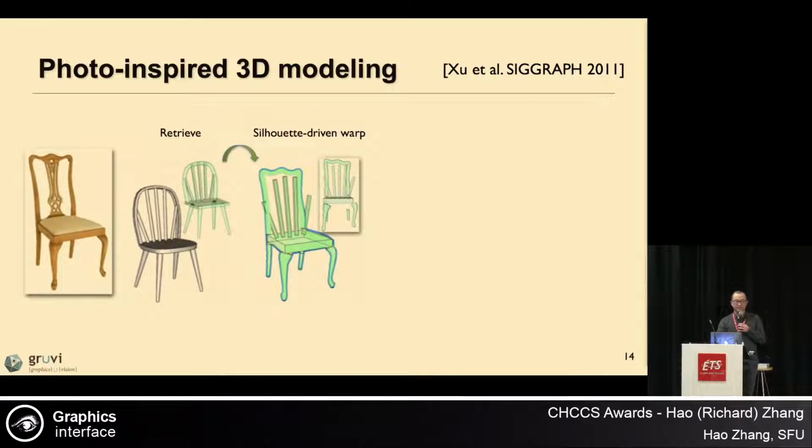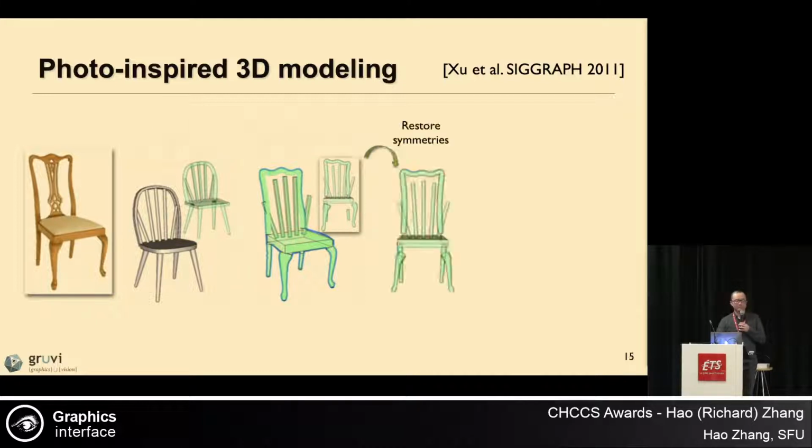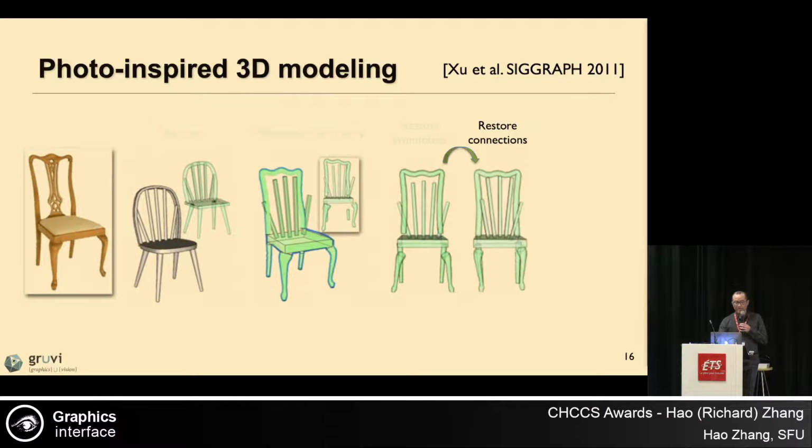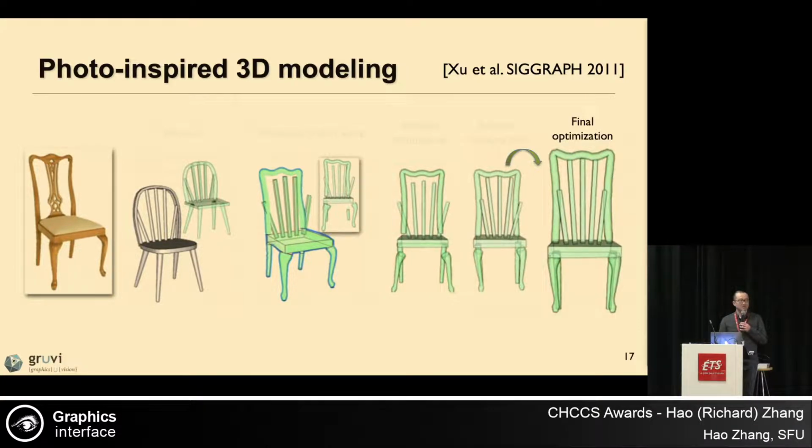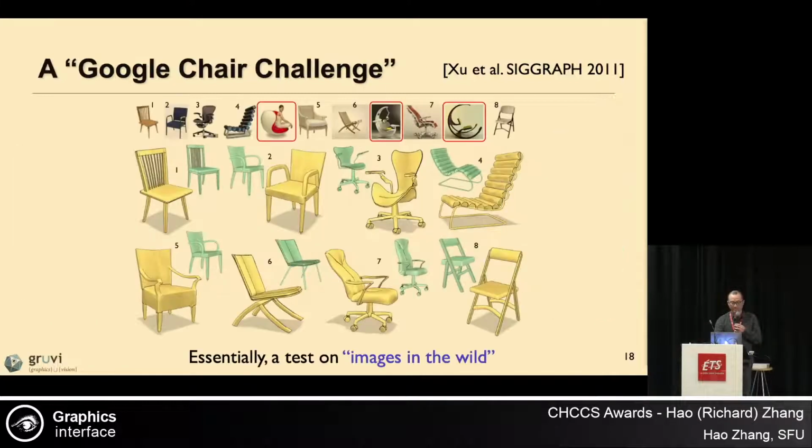So roughly, we take this input photograph, we retrieve a model, we align them, and then we warp it based on the silhouette. Of course, it looks okay from one view, but it's actually not connected even. And you have to restore connectivity and restore symmetry, and finally you can get a chair that looks about right from not only that view, but also from all views. So that was pretty much the paper.